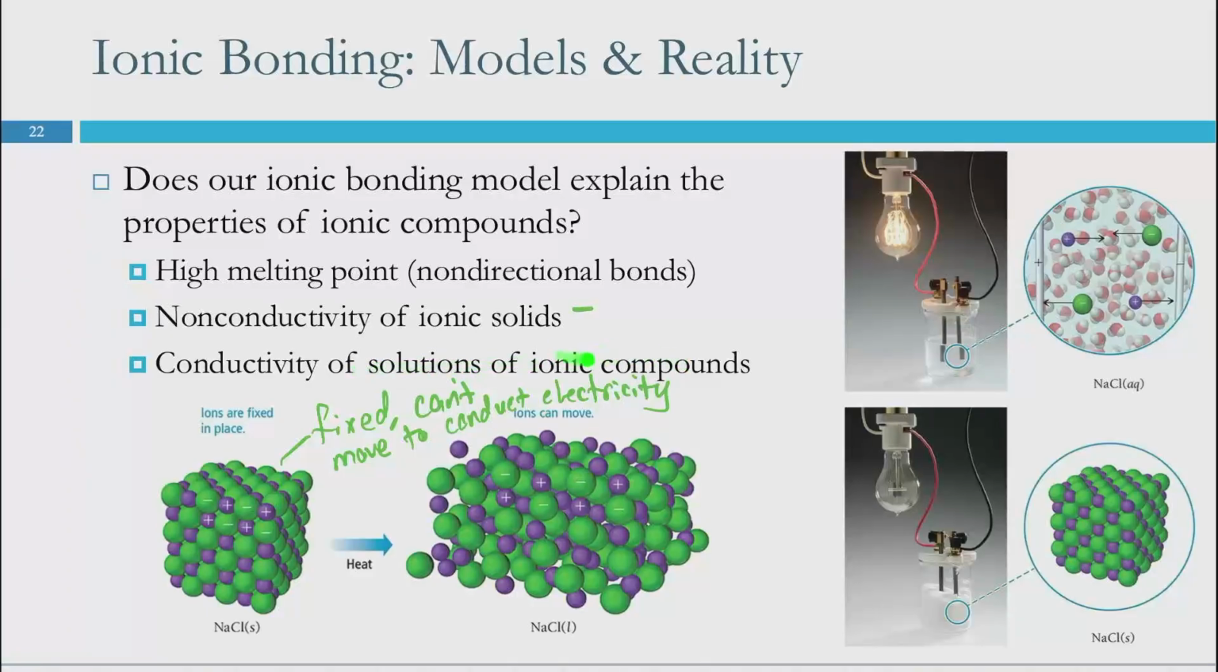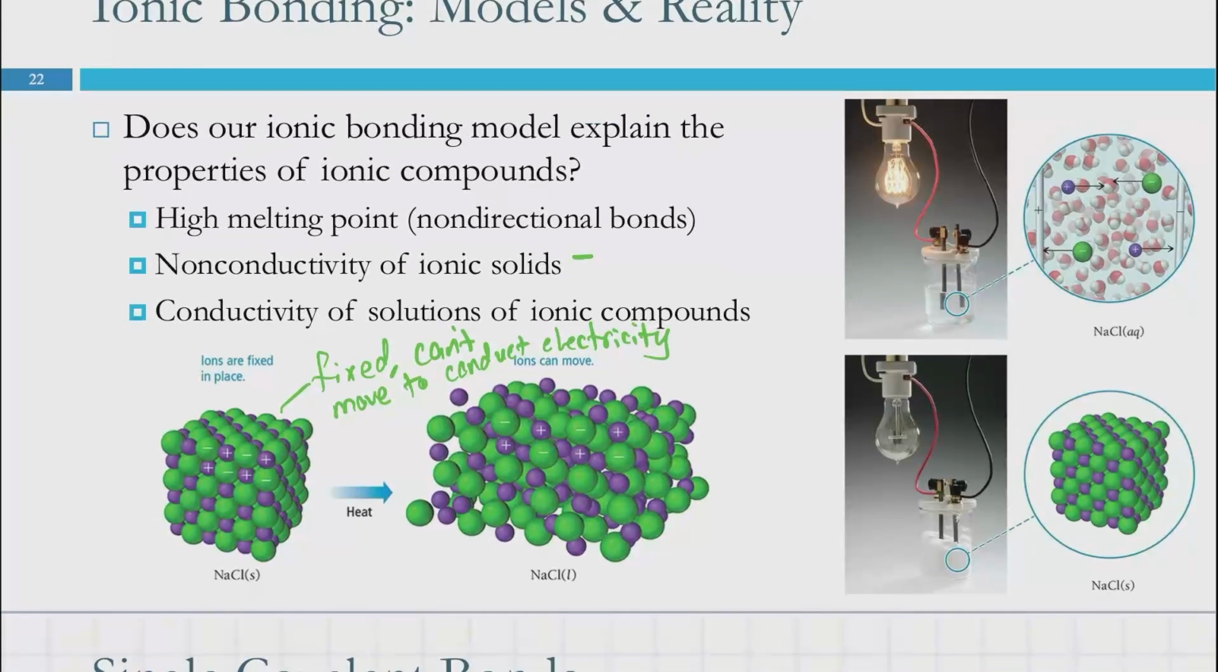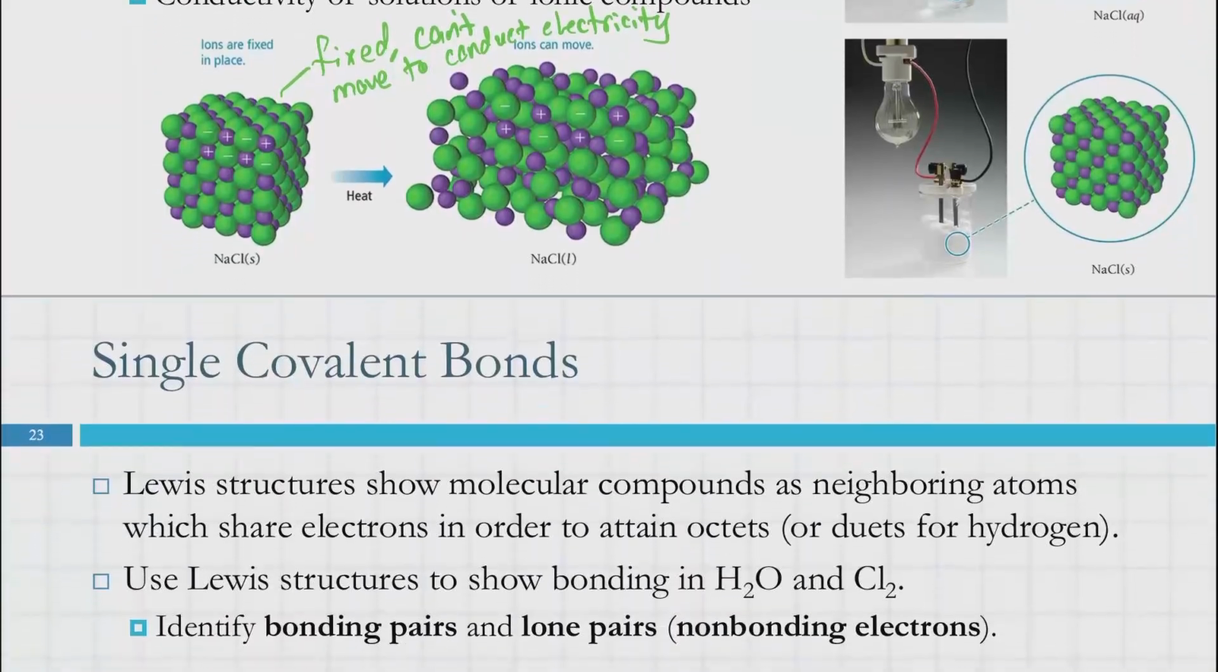However, solutions of ionic compounds, if we separate it out from a solid into a solution, they're no longer stuck in that lattice, and they can move whichever way the electricity needs to flow. So that's why solutions of salt water and other strong electrolytes conduct electricity, and you can run electricity through those solutions. Also why it's dangerous to run electrical appliances in the bathtub, because you could electrocute yourself. So yes, our ionic bonding model does explain these properties.